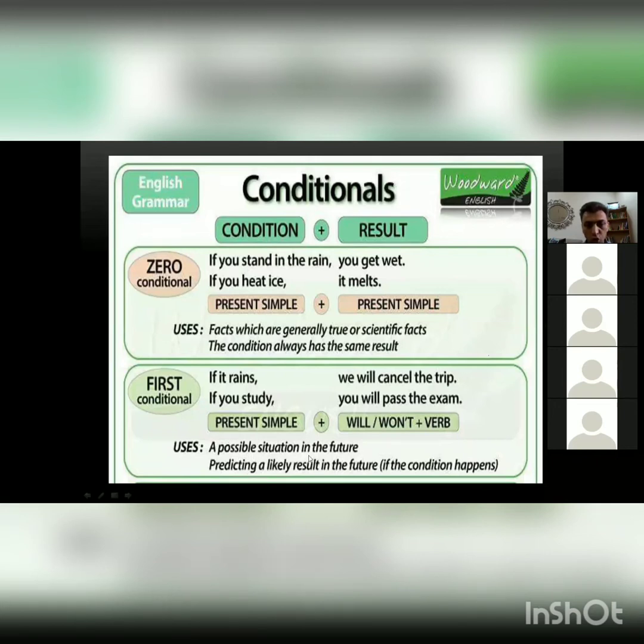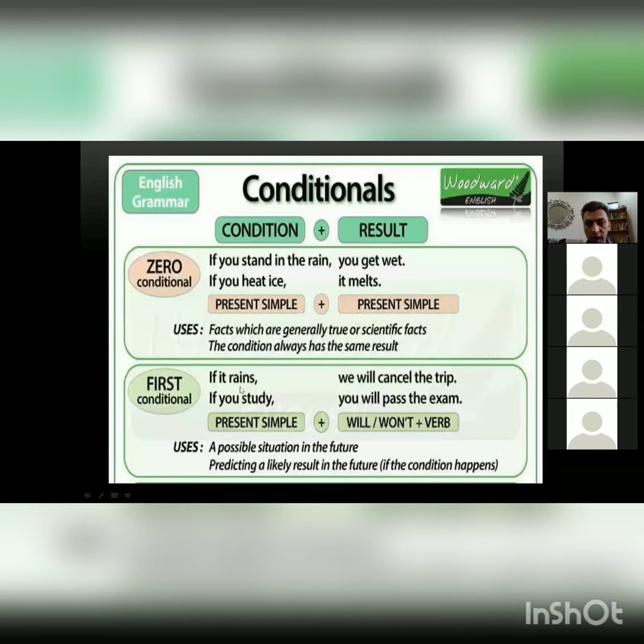Uses: a possible situation in the future. There is a possible situation in the future, but it is not 100% sure. That is why I'm saying it is predicting a likely result in the future, if the condition happens, of course.